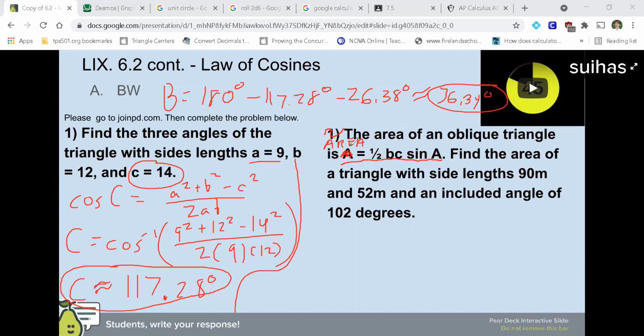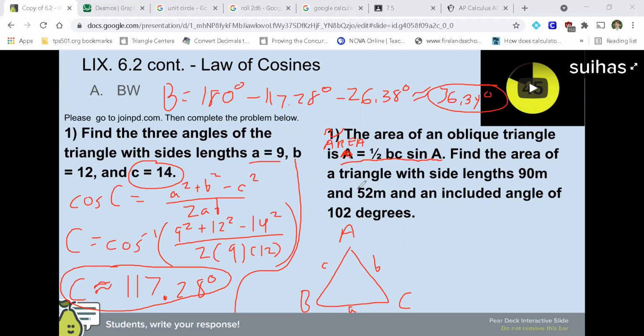Since I didn't lecture on it before, the area formula that you should write into your notes is area is 1/2 BC times the sine of A. So basically, for any triangle A, B, C, if you know two sides and the angle in between them, you can find the area with this formula instead of having to do anything with the Pythagorean theorem or anything like that. You can just use this formula.